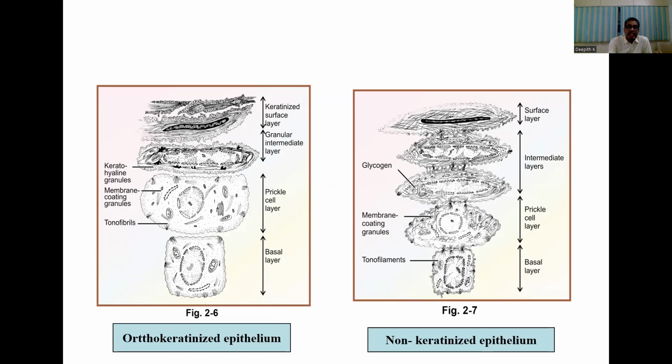Here it shows the four layers of the epithelium. The lowest, or basal, layer. The second layer is called the prickle cell layer. The third is the granular layer, and the superficial layer. In the case of keratinized epithelium, all four layers will be there.